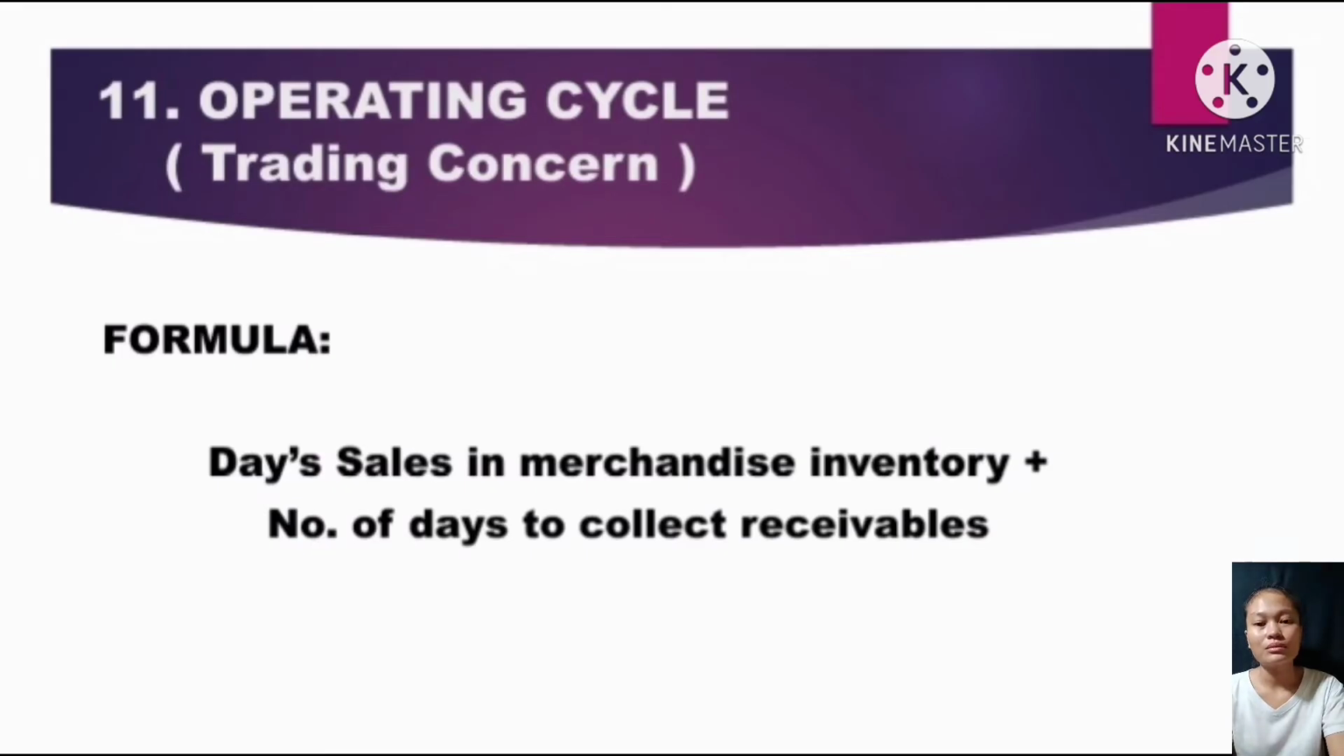Operating cycle in a trading concern. The formula is days sales in merchandise inventory plus number of days to collect receivables. The operating cycle measures the length of time it takes to convert cash to inventory to receivables and back to cash.